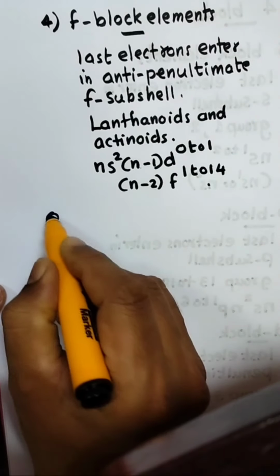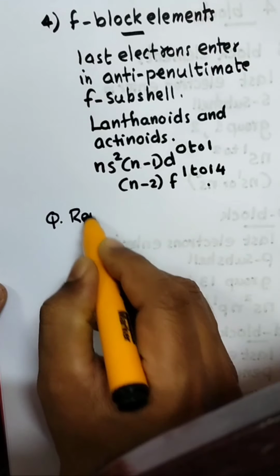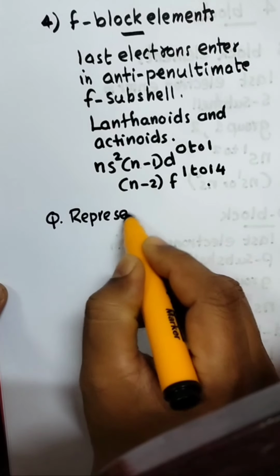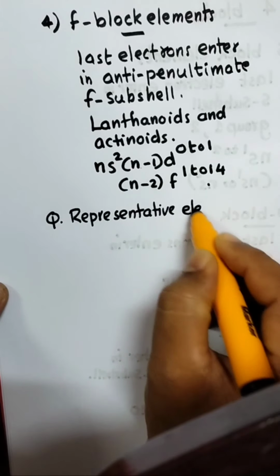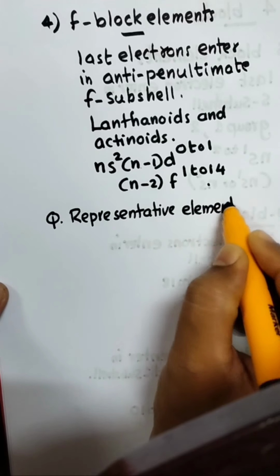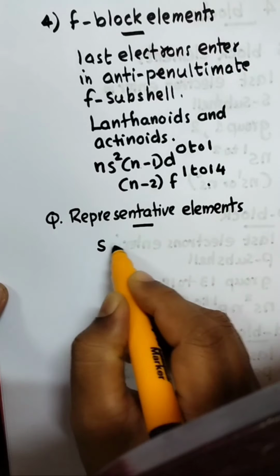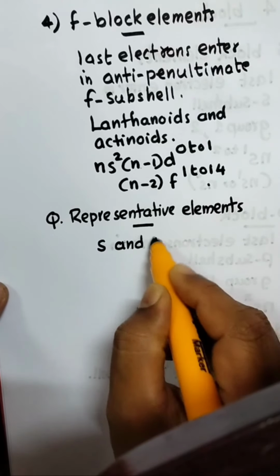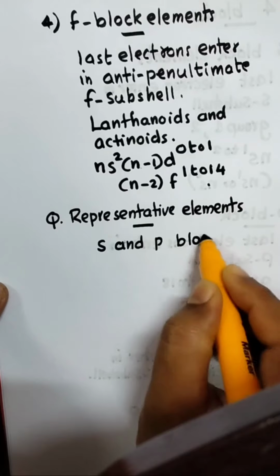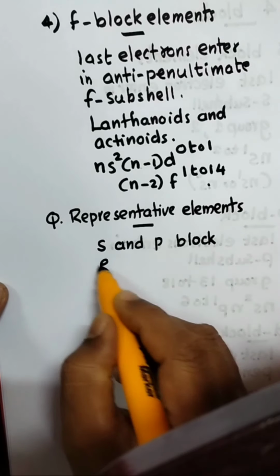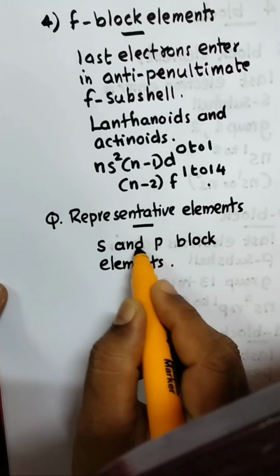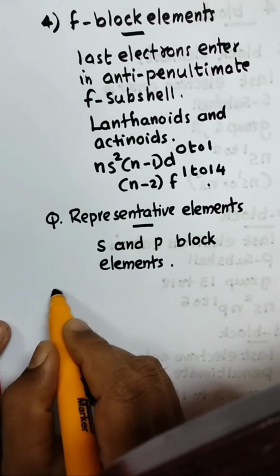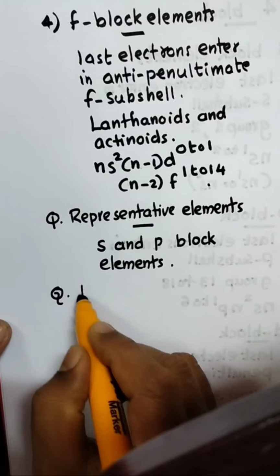Next question: representative elements. S and P block elements are collectively called representative elements.